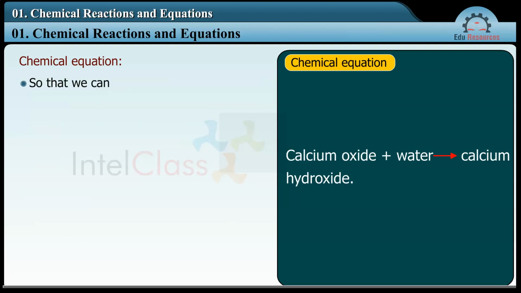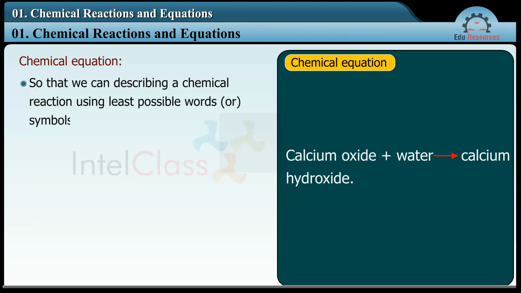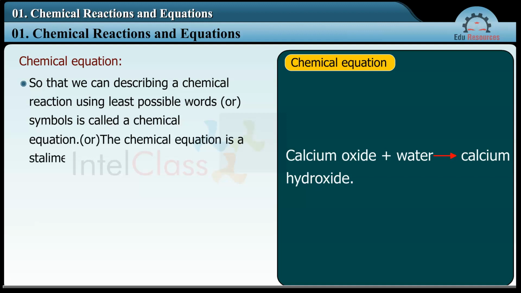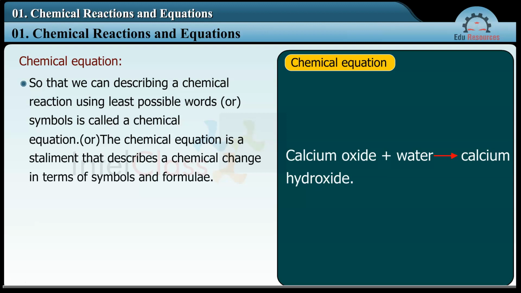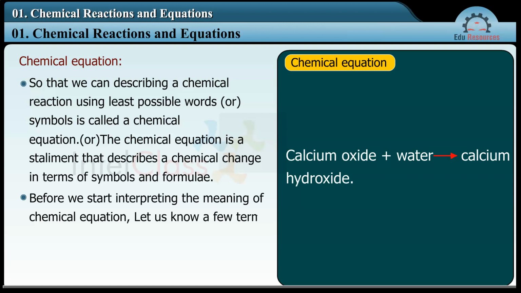So that we can describe a chemical reaction by using the least possible words or symbols, which is called a chemical equation. Or, the chemical equation is a statement that describes a chemical change in terms of symbols and formulae. Before we start interpreting the meaning of a chemical equation, let us know a few terms used in writing a chemical equation.